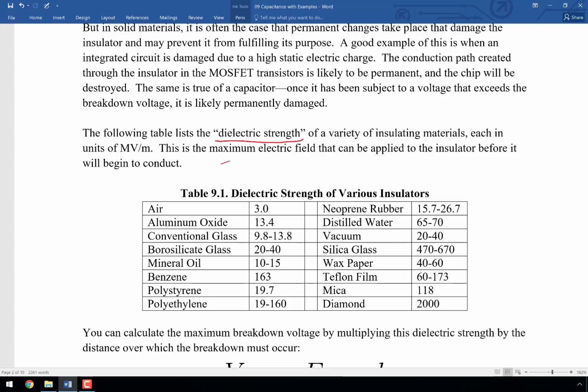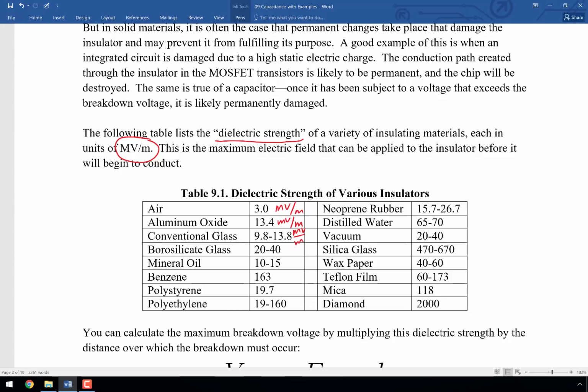Each one of these is in units of megavolts per meter. Although I don't list it on each one of them, just know that these are all megavolts per meter. So when you're looking these up, that's 10 to the 6th volts per meter. For air, you can see that it's 3 megavolts per meter. That means that if you wanted an electrical spark or arc to go 1 meter, you would have to have 3 million volts to be able to jump 1 meter.